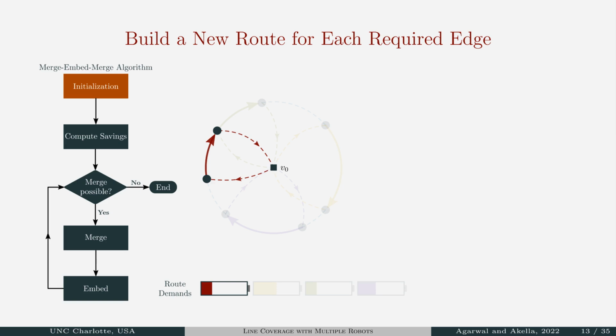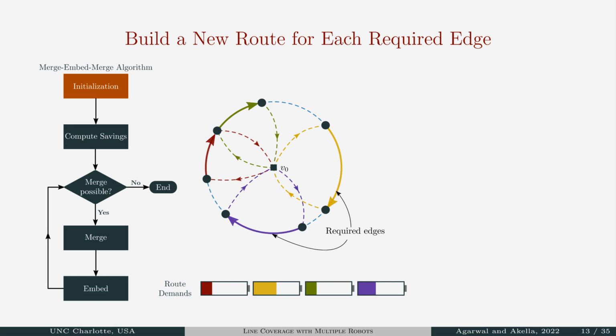We take a required edge and build a route. The route starts from the depot vertex V0, deadheads to one of the vertices of the required edge, services the required edge, and deadheads back to the depot. Since the costs are asymmetric, both directions of servicing are considered. The algorithm creates a route for each required edge in the graph in the initialization step. We record the route demands at the bottom.